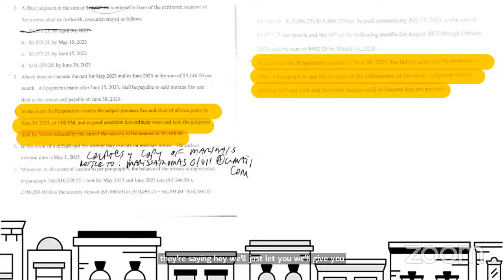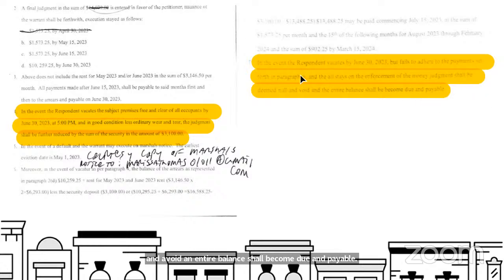That may be great for some people, especially if they have a place to go to. $3,000 is a lot of money. Other people just don't have a place, so it may not make a difference. But then you've got to watch out because there's consequences if you don't leave by June 30th. Now, in the event the respondent vacates by June 30th but fails to adhere to the payments set forth in paragraph 6, all stays on the enforcement of the money judgment shall be deemed null and void, and the entire balance shall become due and payable.